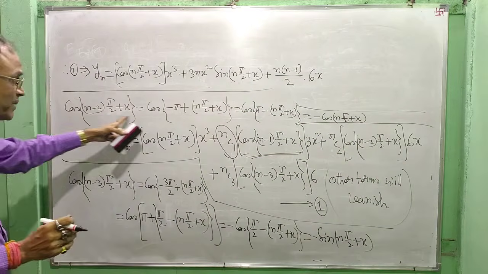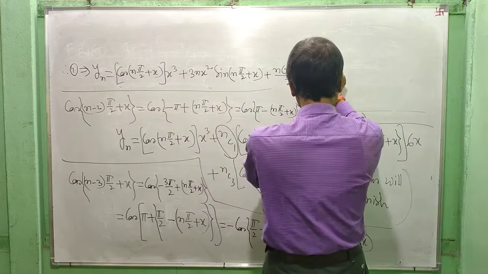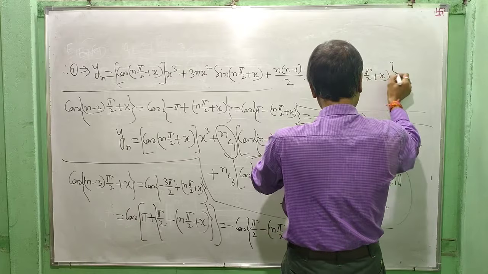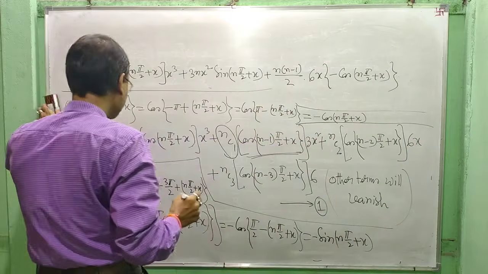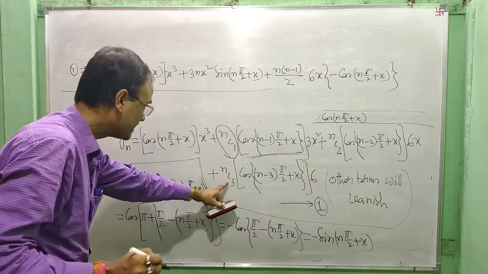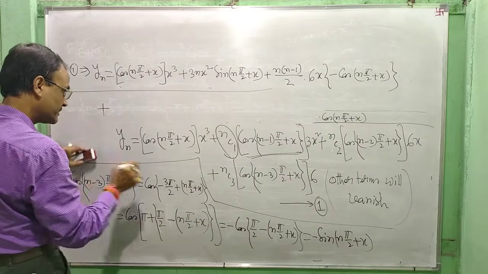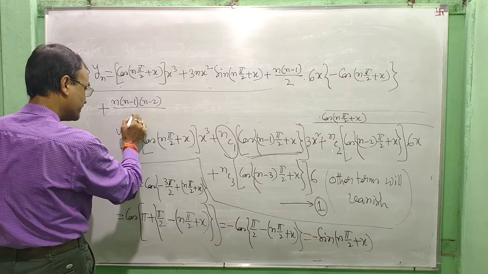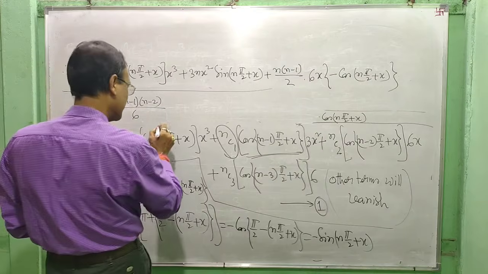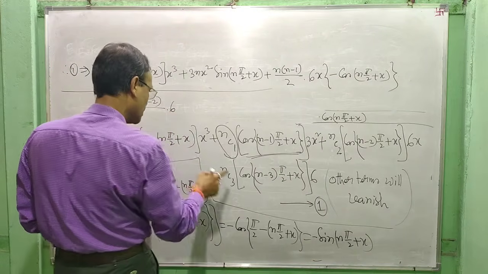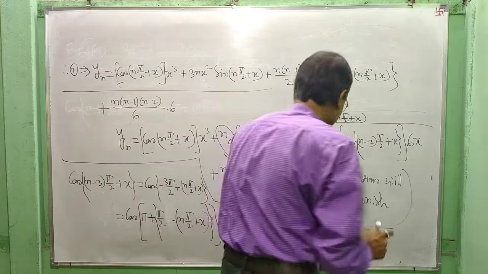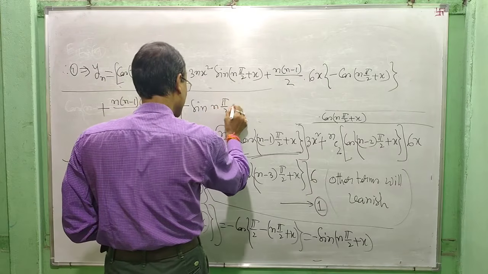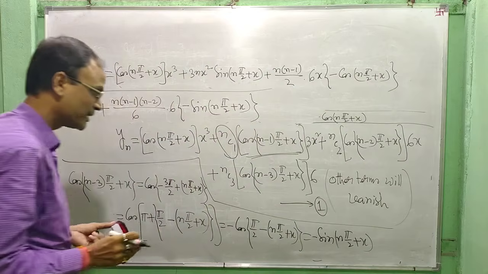What is this? Cos of (n minus 2) pi by 2 is equal to minus cos of n times pi by 2 plus x. And finally, this term: plus n into n minus 1 into n minus 2 divided by factorial 3 into 6. What is this? Minus sine of n times pi by 2 plus x.